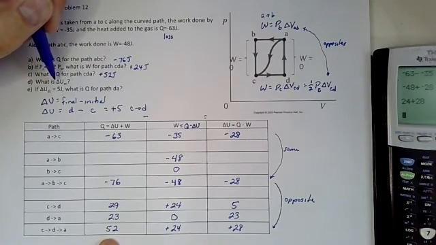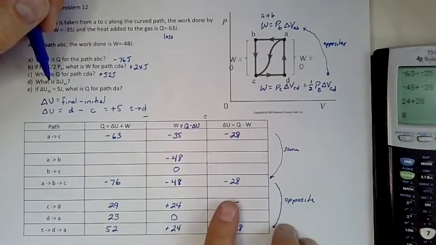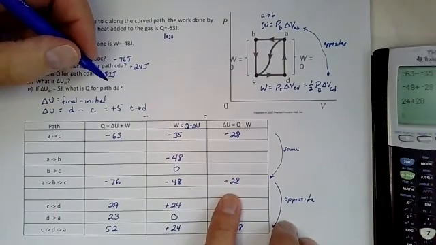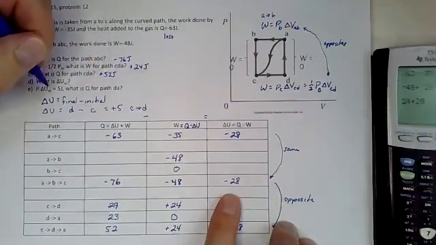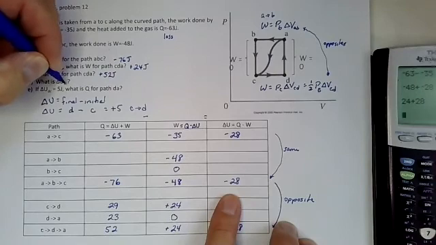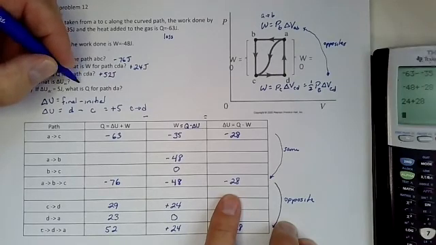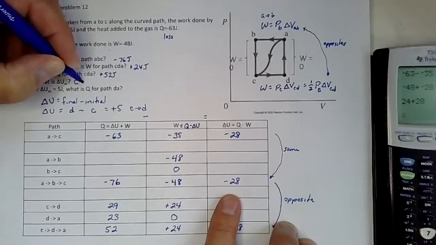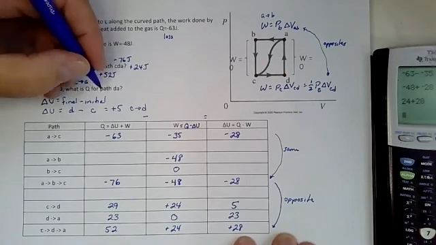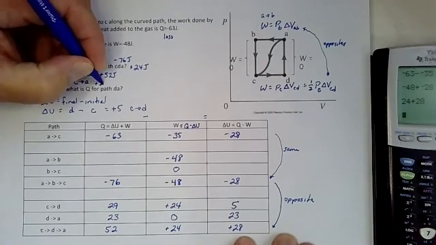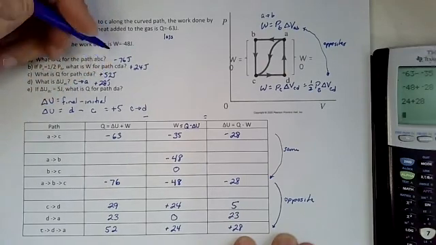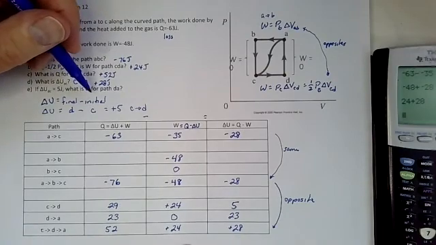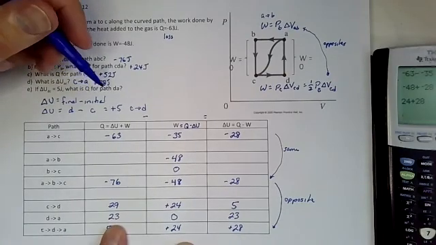What's delta U going from A to C? That's negative, actually, sorry. That's in this notation. So the final is A and the original is C. Right, so this is going from C to A, and that's plus 28. And then what's Q for the path D to A? And that's right here, 23.